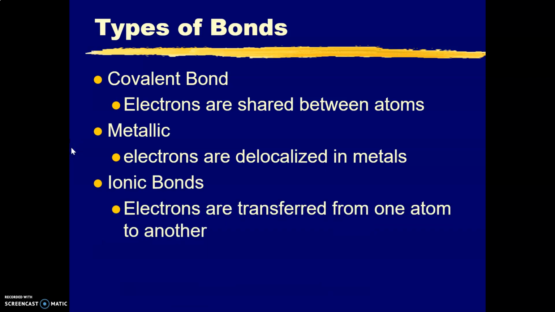Ionic bonds are when electrons are transferred from one atom to the next. So it moves from one over to the other. And remember, we do this because it wants to form stability. So we already talked about ionic charges before.